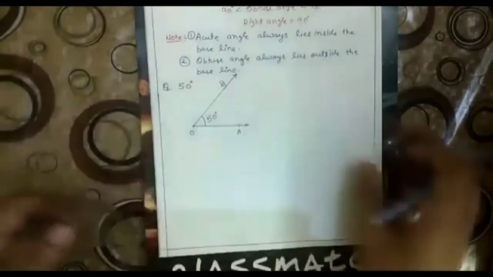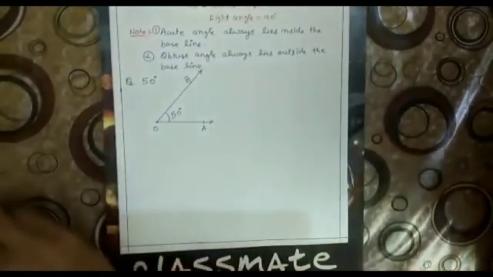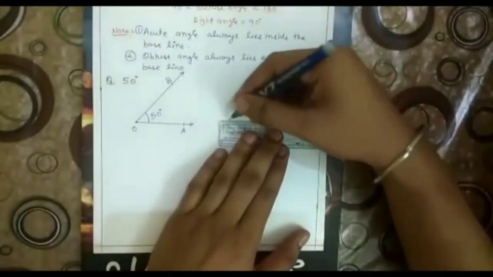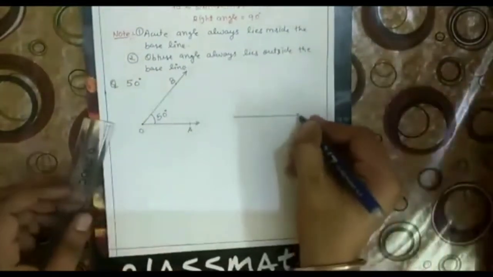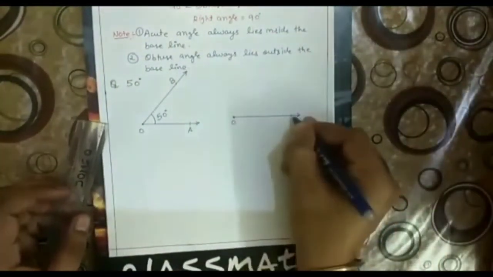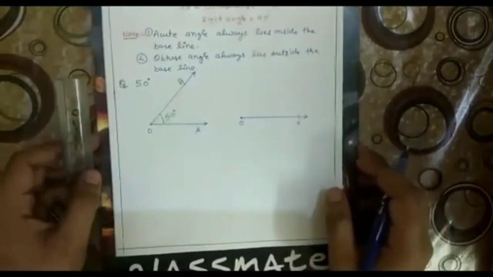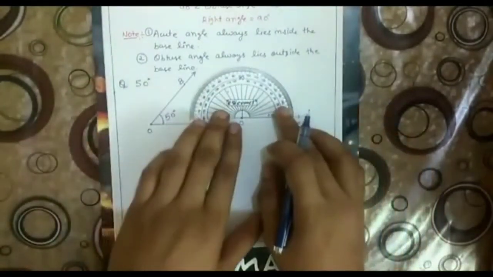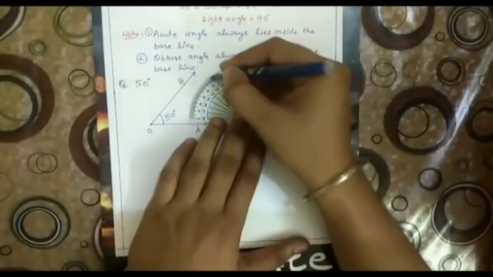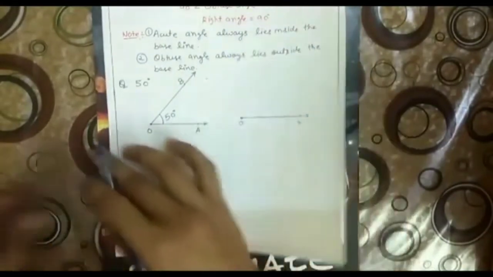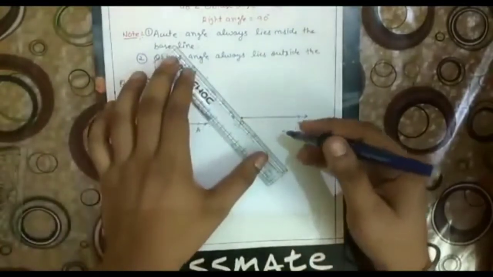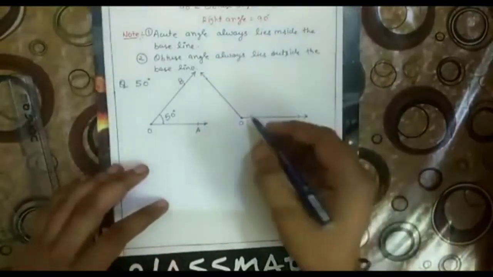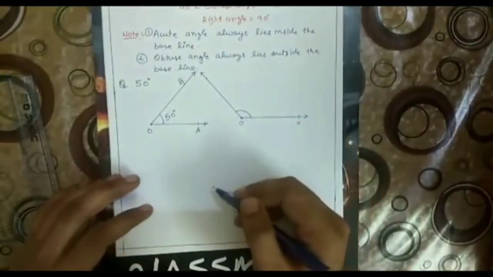Some students will draw this angle like this. I will explain. Again, draw a baseline. This is your baseline. Point O, you can name it as X. Now they will place the protractor like this and look for 50 degree, and 50 degree they will find here, mark the point, and they will join this point to this point O like this, and they will think they will get a 50 degree angle, but this is wrong.